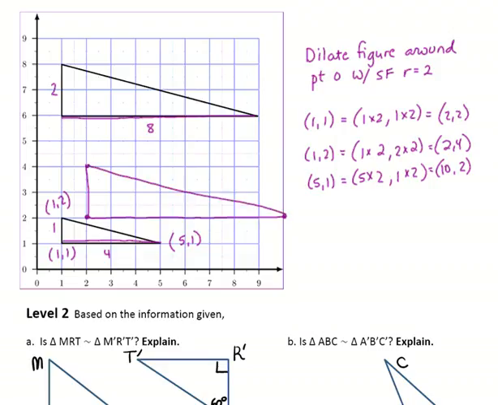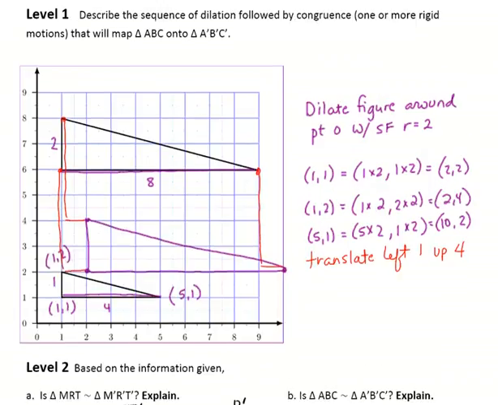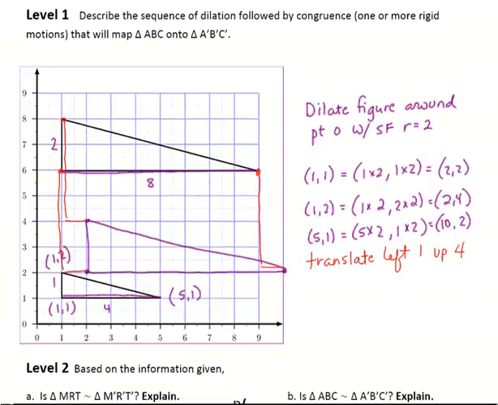Now I can see that I need to translate that as well. I'm going to need to move each point over to the left 1, and then I'm going to need to move that up 1, 2, 3, 4. So I need to translate left 1 and up 4. And that will map my triangle ABC onto triangle A', B', C'.